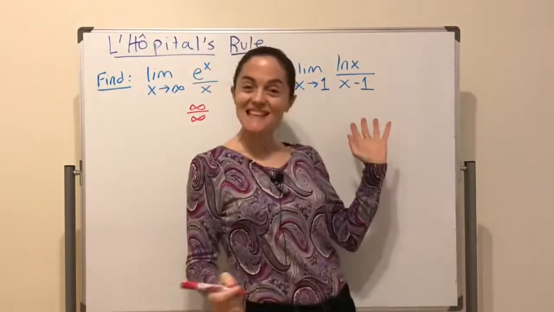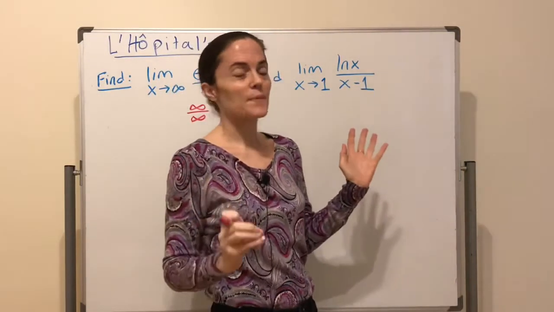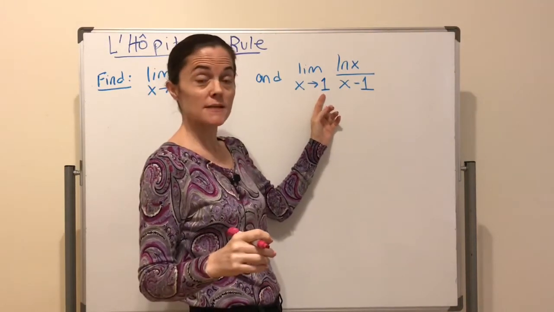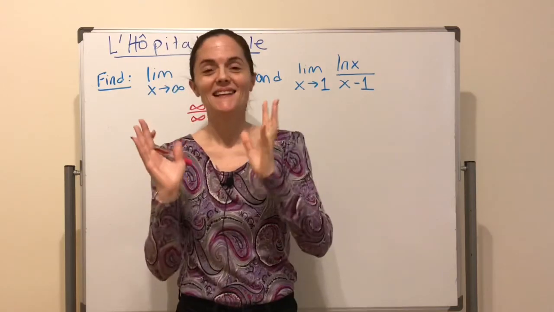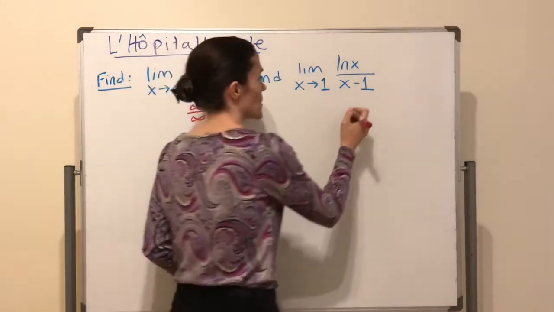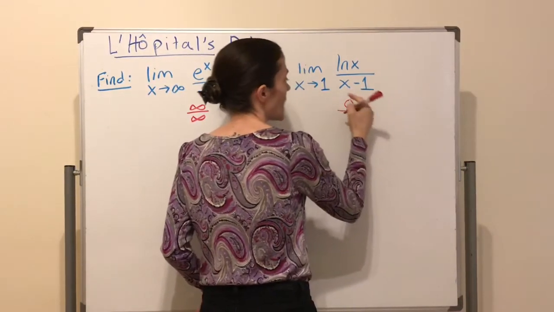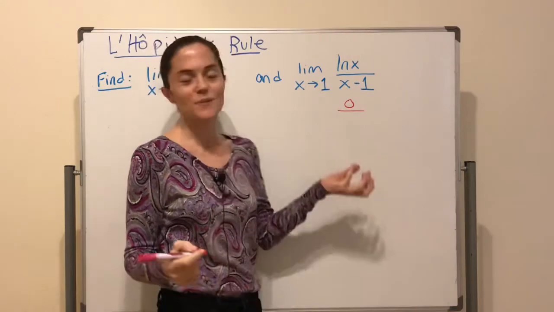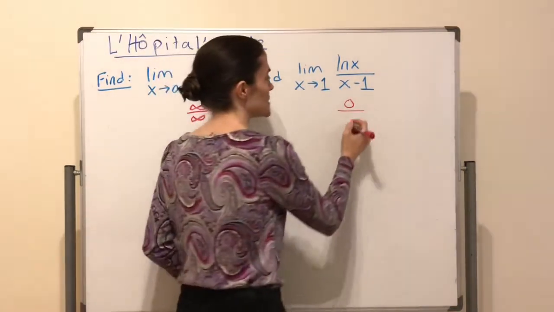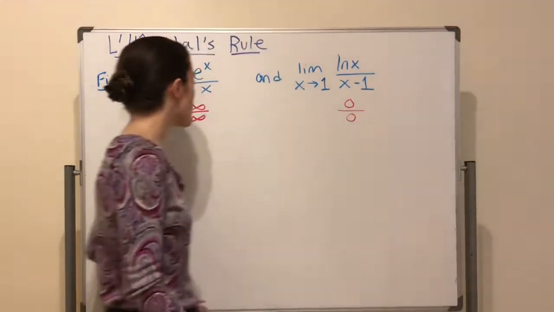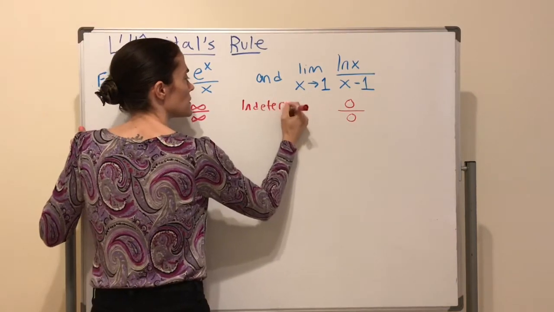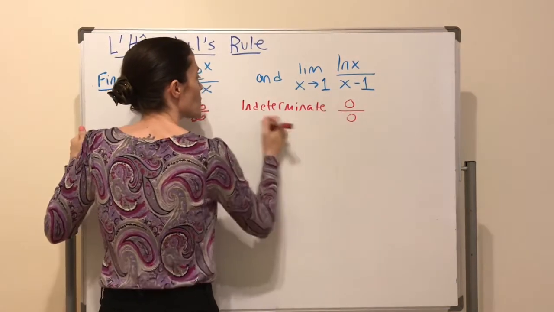Now if we move to this one and think about what's happening, well, natural log is continuous. As x approaches 1, natural log x approaches ln 1, which is 0. And then in the denominator, as x approaches 1, x minus 1 approaches 1 minus 1, which is 0. Okay? And these are both what's called indeterminate forms.